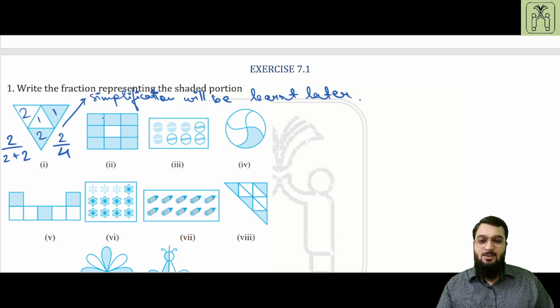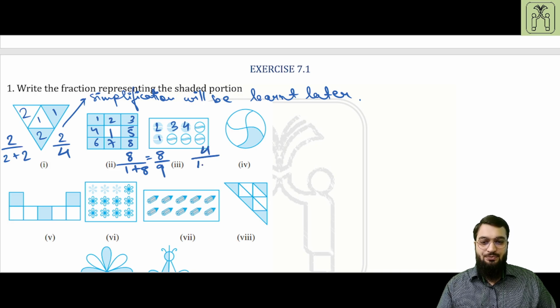Now coming to part 2 of question 1. 1, 2, 3, 4, 5, 6, 7, 8, and this is 1. Therefore it will be 8 upon 1 plus 8, that is 8 upon 9. Coming to part 3, shaded is 1, 2, 3, 4, and the unshaded is also 4. So 4 upon 4 plus 4, which is 4 upon 8. This is 1 and 2, 1, 2 and 3. Therefore it will be 1 upon 1 plus 3, which is 1 upon 4.